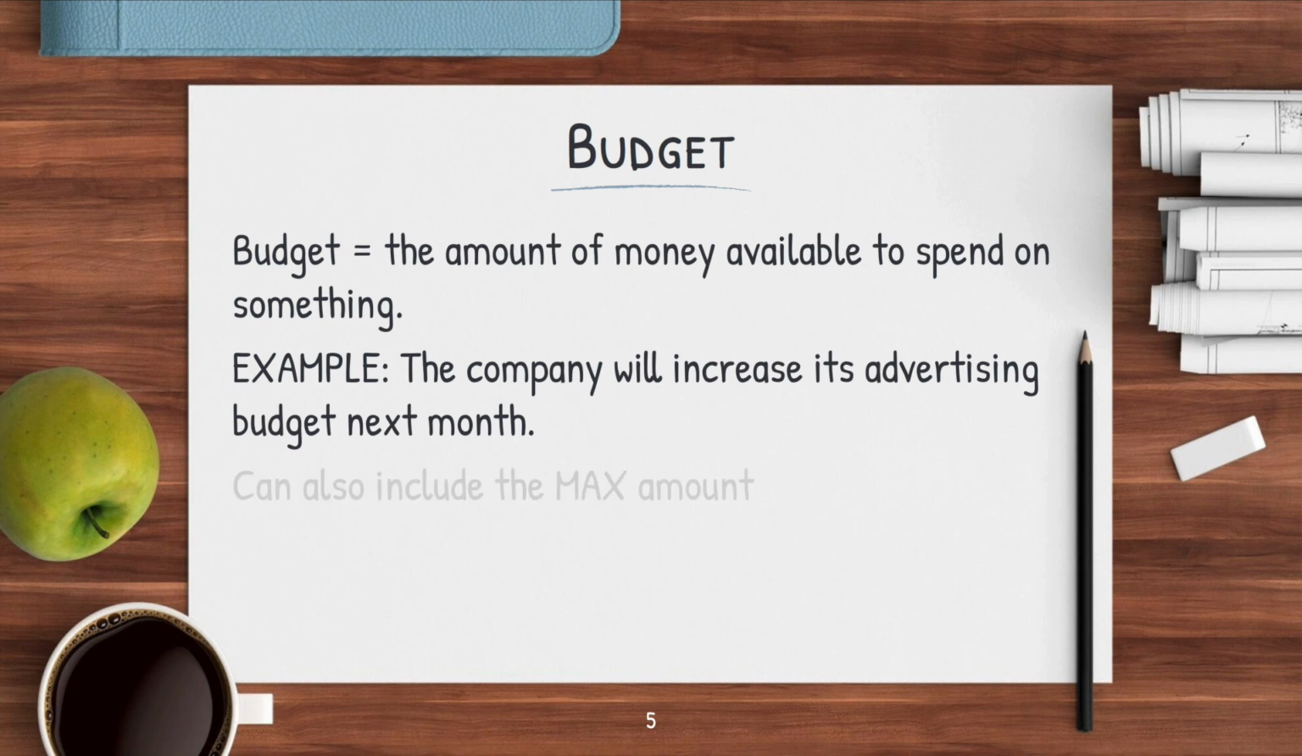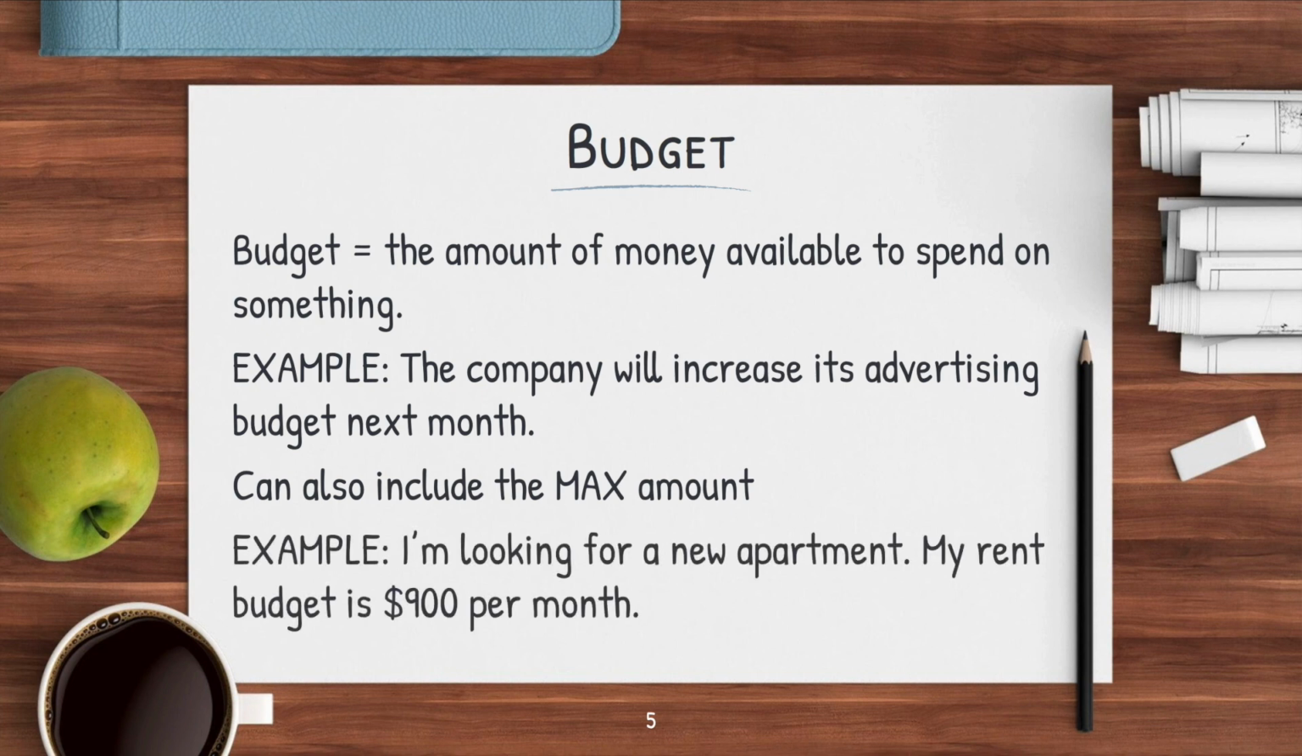When you use the word budget, you often include the maximum amount of money. For example, I'm looking for a new apartment. My rent budget is $900 per month. So that's the maximum amount of money I am willing to spend on rent. If the apartment's rent is $800 or $850, that's great. But if it's $1,000, I'm not interested. That is over my budget.